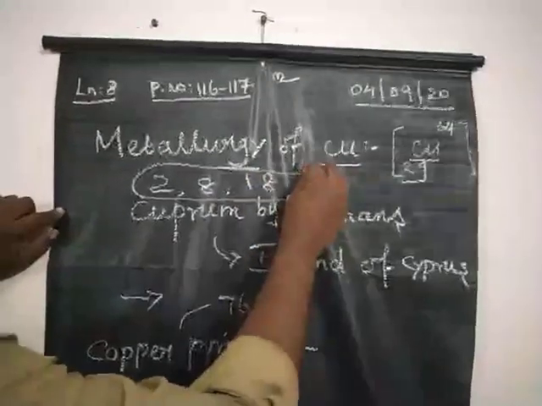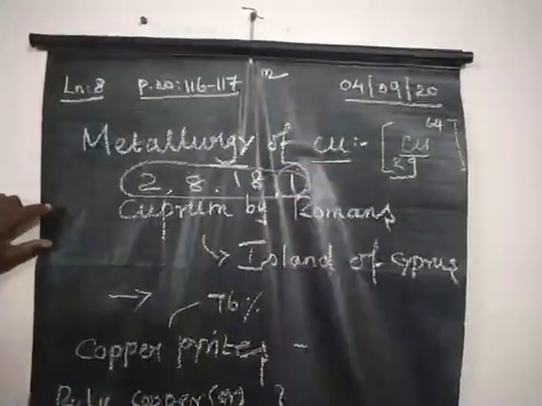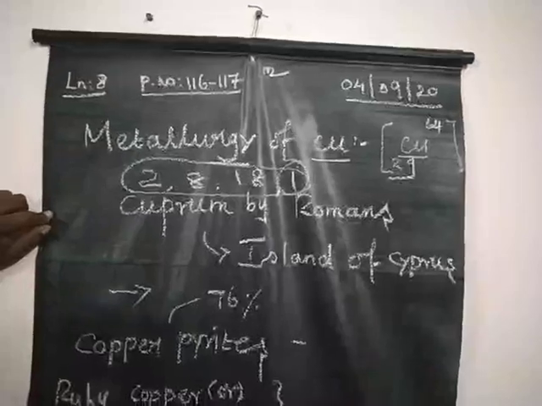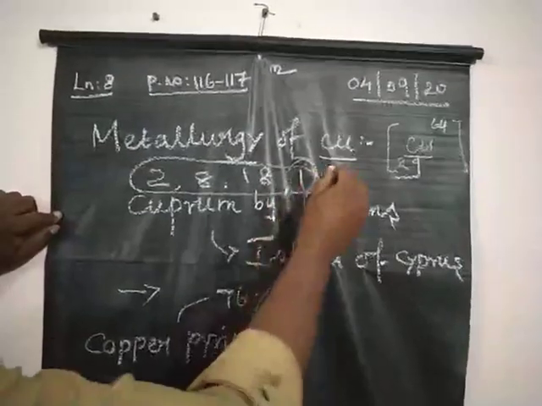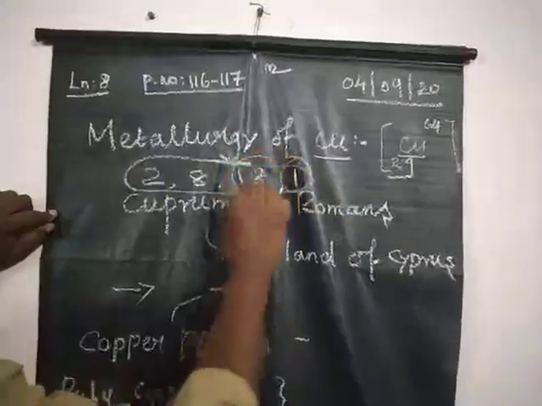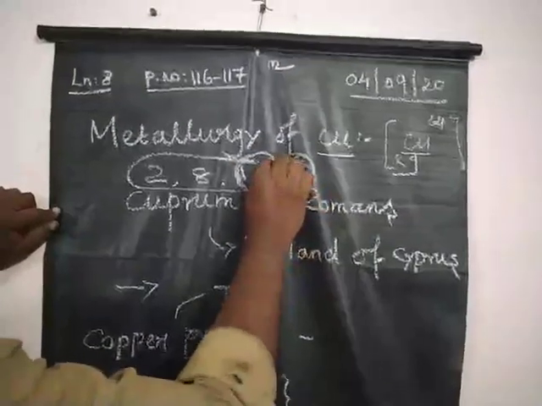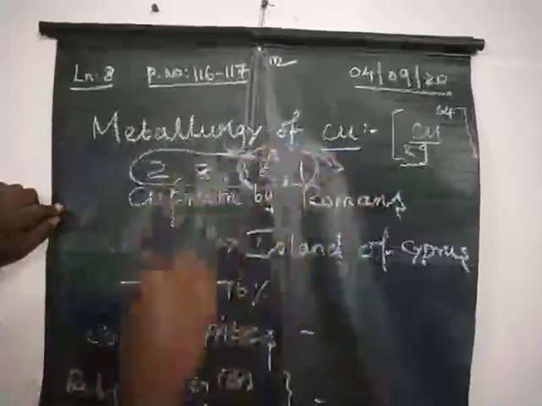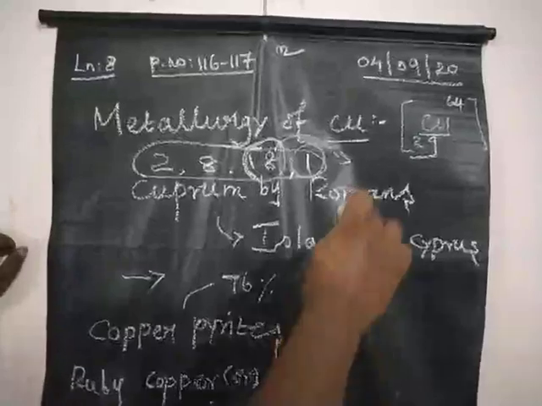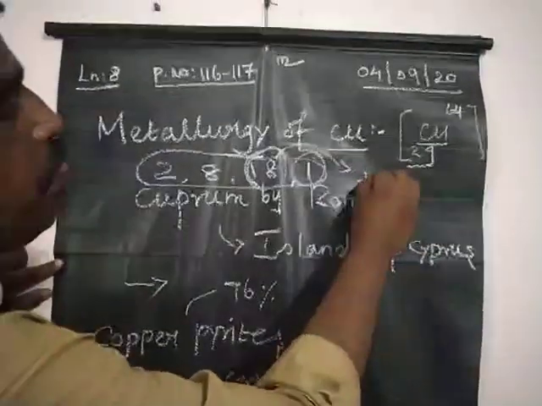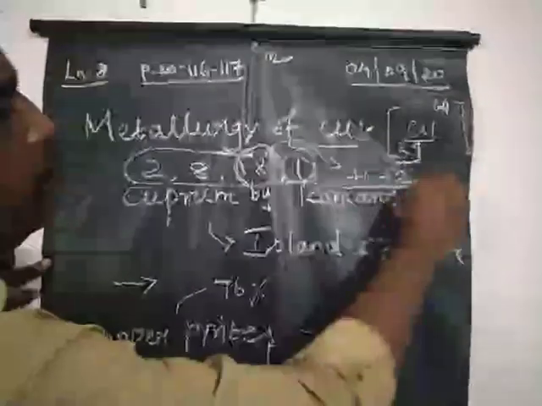The outermost shell contains only one electron, so the valency of copper is +1. Sometimes one electron from the penultimate shell is transferred into the outermost shell, so the valency of copper is +1 and +2.